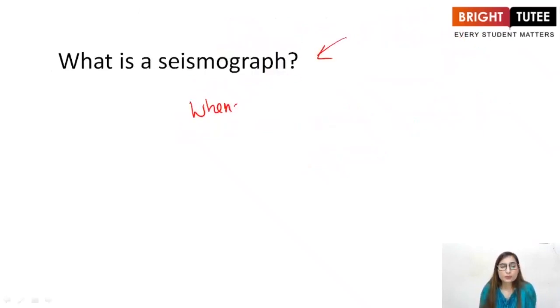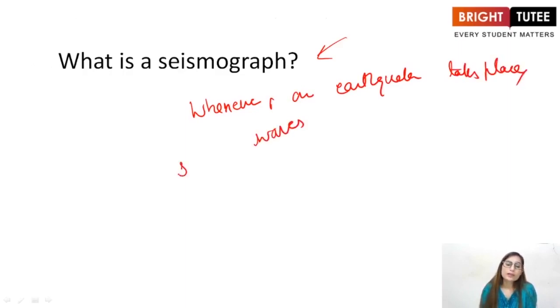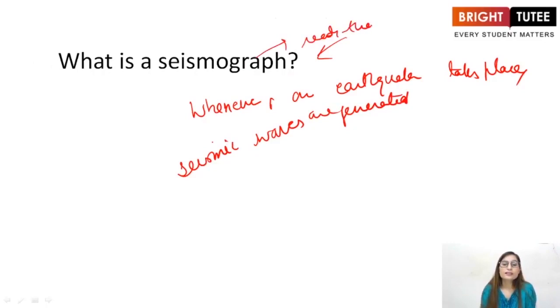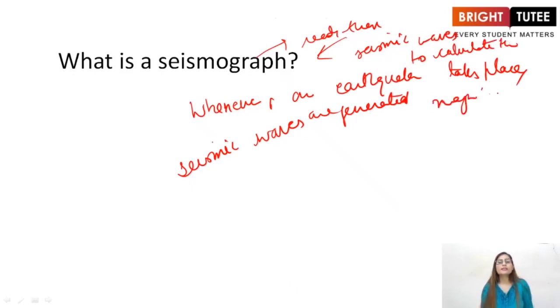Students, whenever an earthquake takes place, seismic waves are generated, right? So this seismograph reads these seismic waves to calculate the magnitude of the earthquake, right? Basically it tells us about the strength of the earthquake that is about to occur. We cannot predict earthquakes, but we can just know in time so as to protect ourselves, right?